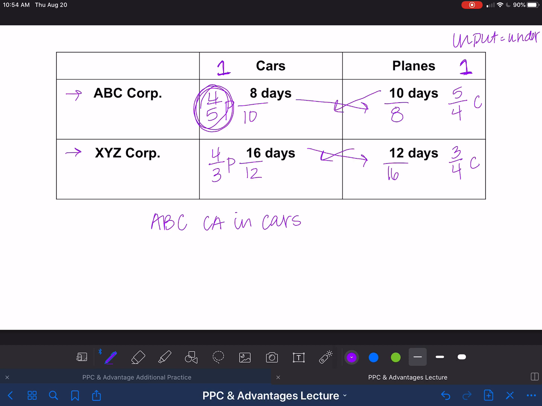So who is giving up the least amount of cars to make 1 plane? Well, that's XYZ. 3/4 is less than 5/4. So XYZ, since they're giving up the least amount of cars to make 1 plane, will have the comparative advantage in planes. So that's how you determine comparative advantage with an input and an output problem here.